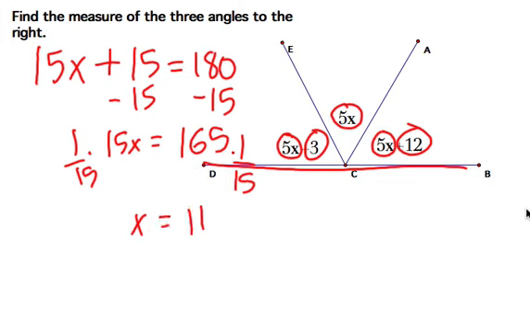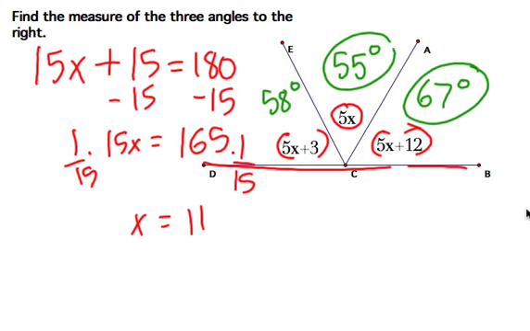So I got to plug this in. So 5 times x, so this is 55. This is 55 plus 3, right? There's a plus sign, there you go. So it's 58. And 55 plus 12, 67. It's a good idea to double check your work and add all these together to make sure that it does in fact equal 180, which it does, so we are correct.